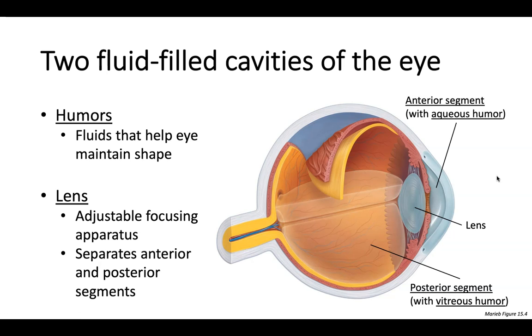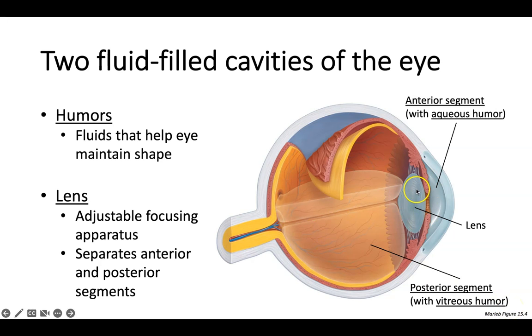Now, looking in the eye itself, what we're going to find is that there are actually 2 fluid-filled cavities, and those cavities are divided by the lens. First, we have the anterior segment. This cavity exists between the lens and the cornea, and it is filled with a fluid called the aqueous humor. And then we have this much larger posterior segment, and this is a cavity that is between the optic disc, or retina, and the lens. This posterior segment is also filled with a fluid, and this fluid is called the vitreous humor.